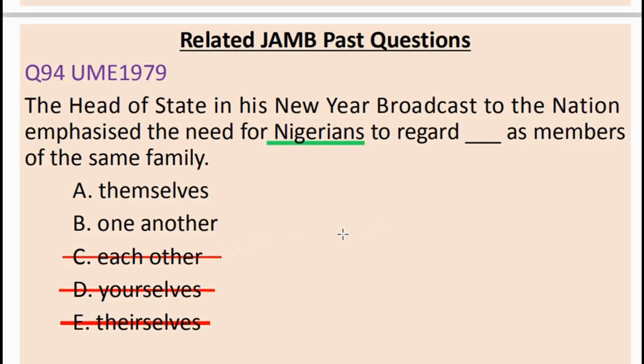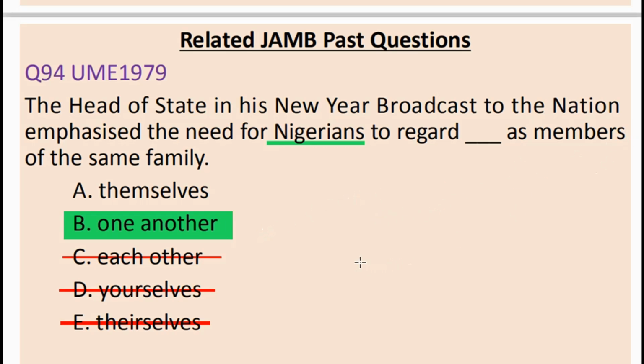But what we need here, is it a reciprocative pronoun or a reflexive pronoun? If we say Nigerians should love themselves, it means each citizen will be selfish. But then we want Nigerians to exchange that particular love as family. I see you as a family member, you see me as a family member. Then the correct option is the reciprocal pronoun, which is option B. The need for Nigerians to regard one another as members of the same family.